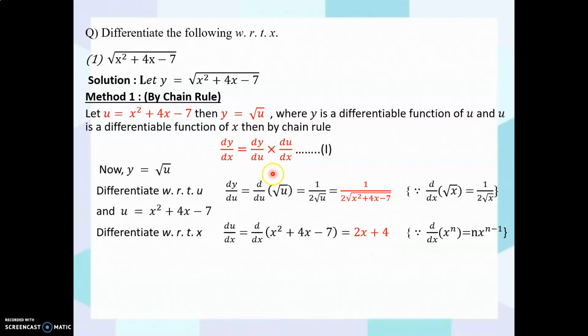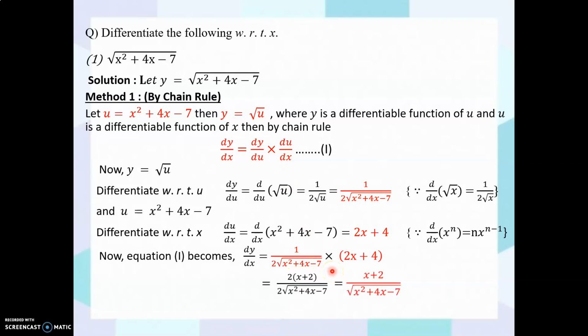Now we already found dy upon du and du upon dx. Now we are going to substitute these values in equation number 1. So equation number 1 will become like this: 1 upon 2 root x square plus 4x minus 7 into 2x plus 4. Now in this expression 2x plus 4, 2 we can take it as common term. So 2 into x plus 2. So 2 cancel. So the final answer is x plus 2 upon root of x square plus 4x minus 7.